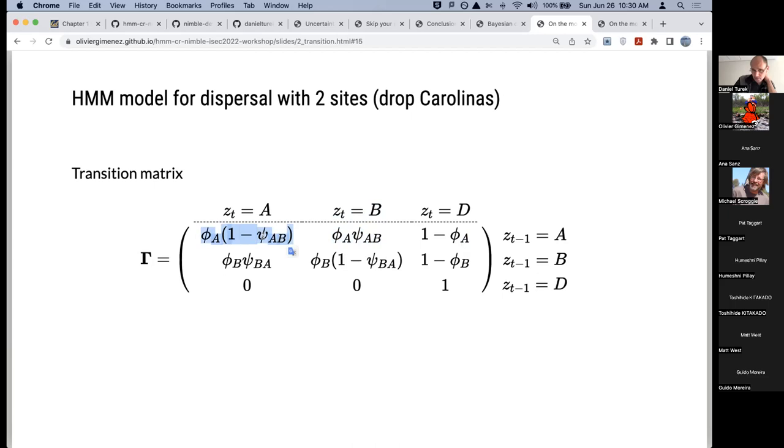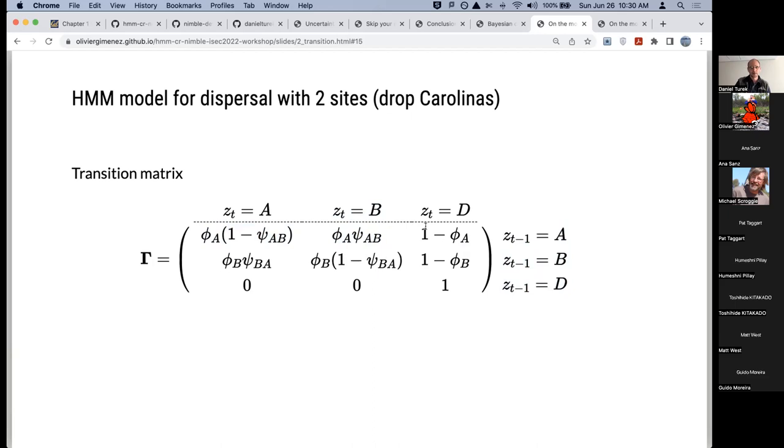Importantly, one should realize that if you add across any of these rows, you necessarily get 1. That being, if you're in site A in the last time period, there are three different things that could happen, and these three probabilities must sum to 1. It's a small exercise in just adding these together and getting 1.